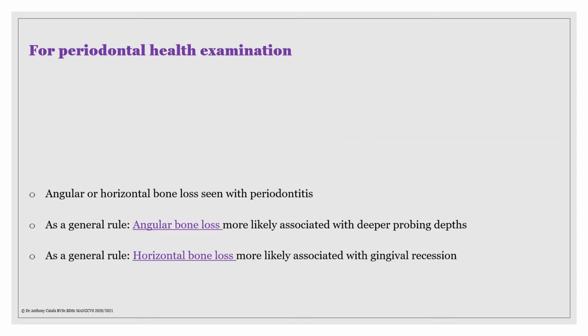We have two types of bone loss in cats and dogs due to periodontal disease. One is angular or vertical bone loss, and the other one is horizontal bone loss. As a general rule, angular bone loss is more likely associated with deep probing depths. And also as a general rule, horizontal bone loss is more likely associated with gingival recession. Now we can see both types of bone loss occur in the cats, but often in the caudal area we tend to see more horizontal bone loss and gingival recession associated with periodontitis.